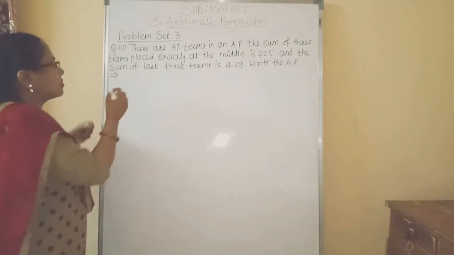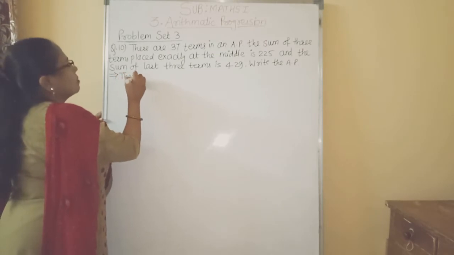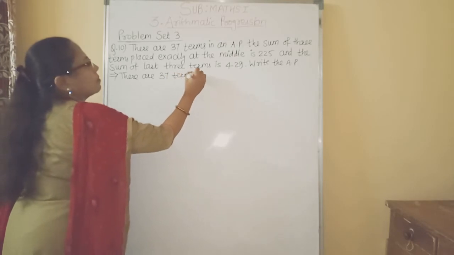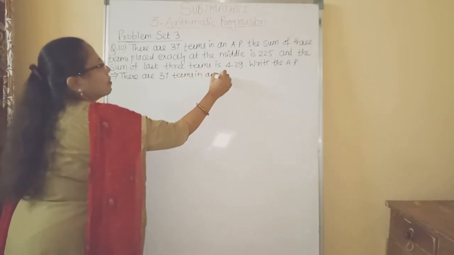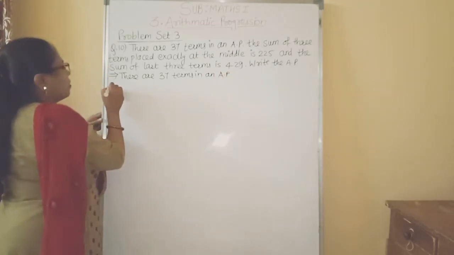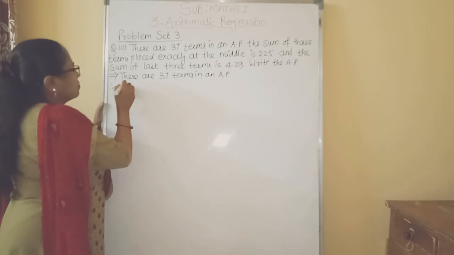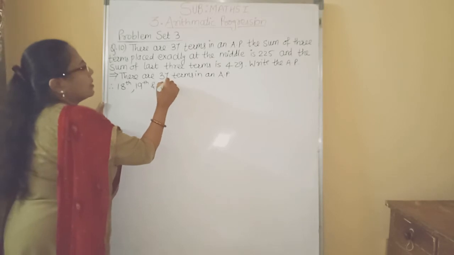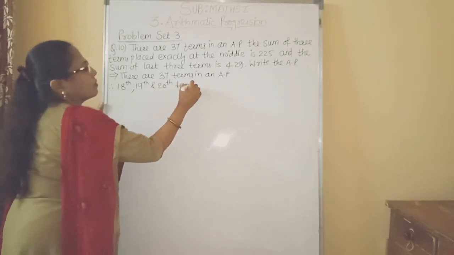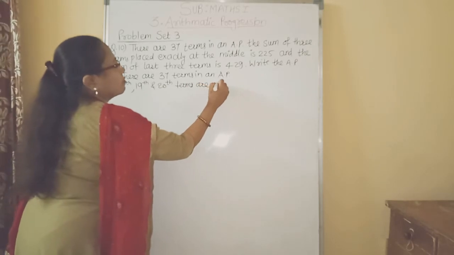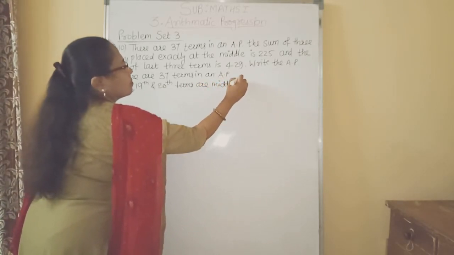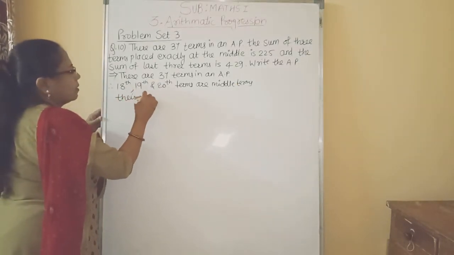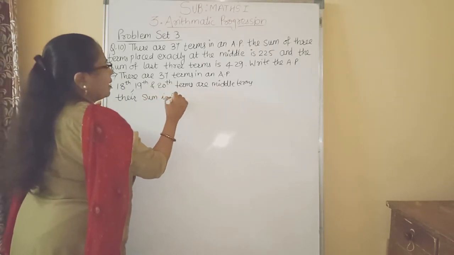We will write down that first. There are 37 terms in an AP. Therefore, 18th, 19th and 20th terms are middle terms. Their sum is 225.